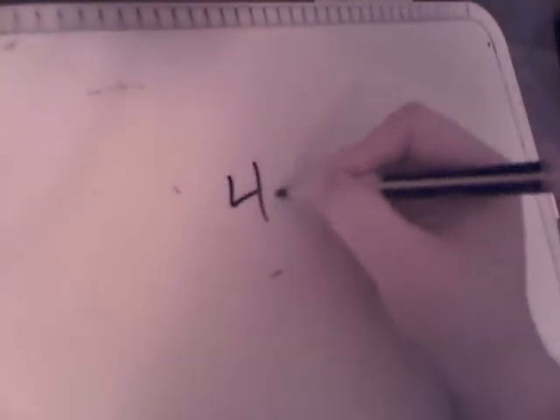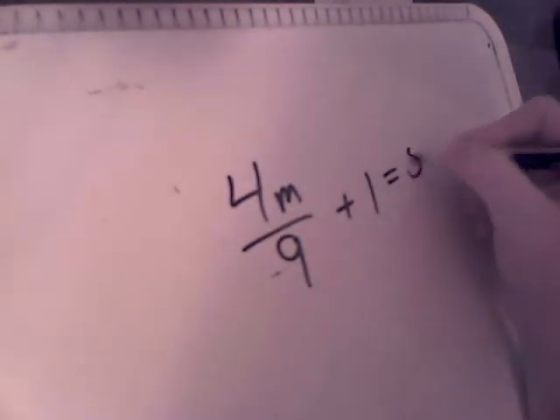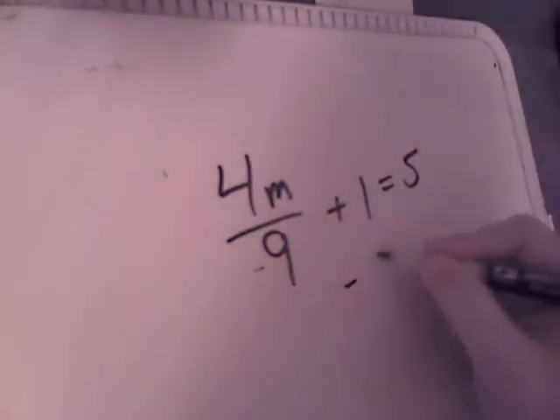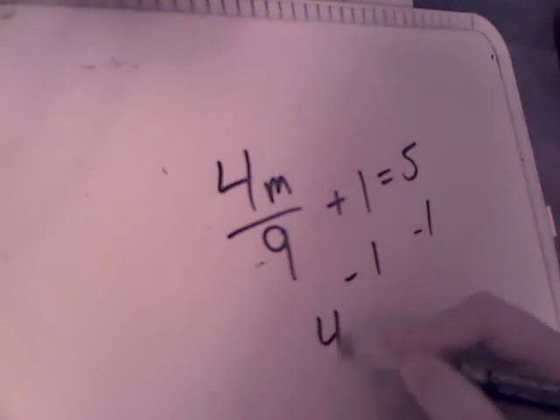What happens if I have 4m over 9 plus 1 equals 5? In order to solve this problem, I want to work with what's farthest away from the variable. In this case, the 1 is farthest away from the variable. So the first thing I want to do is subtract 1 from both sides. 4m over 9 equals 5 minus 1, which is 4.